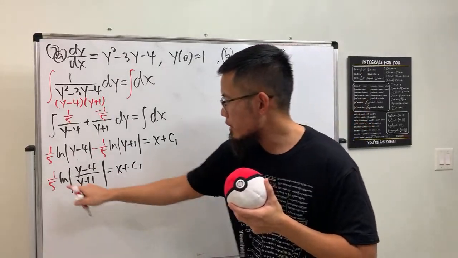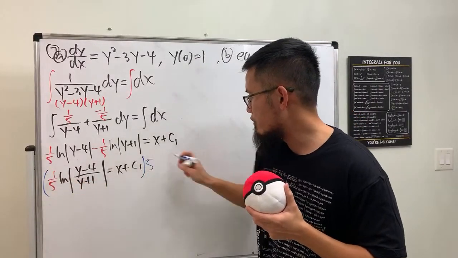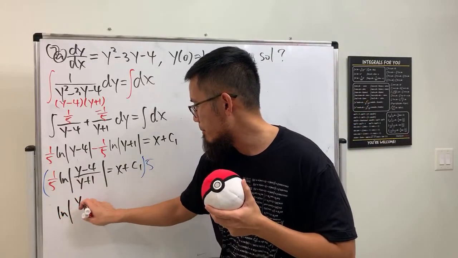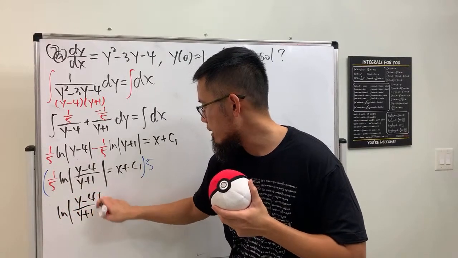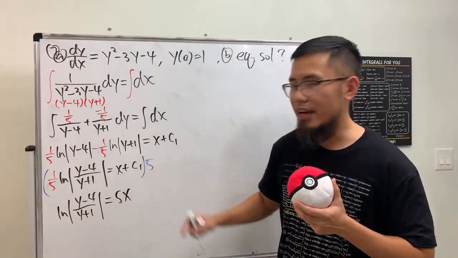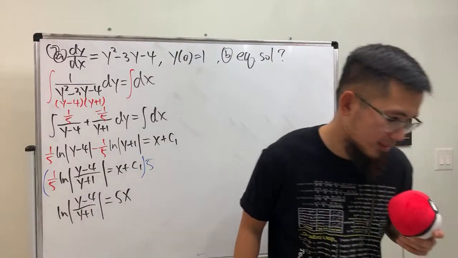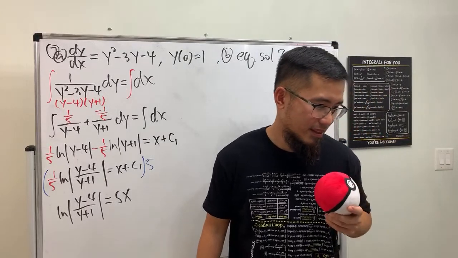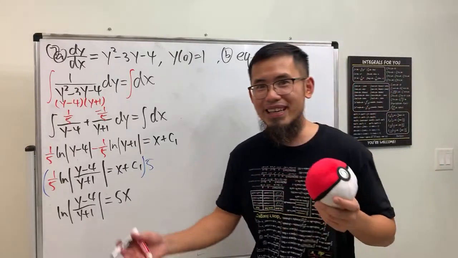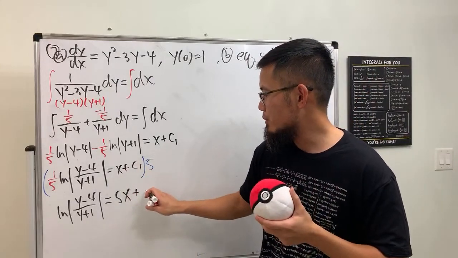All right, multiply everybody by 5. So I'm going to put this down, multiply everybody by 5. And then this right here is natural log, absolute value, y minus 4 over y plus 1. 5 times x, of course that's 5x. C1 times 5, what's the answer for that? Help me out. C2, yes, very nice, right? Don't you love this so much, right? 5 times C1 is just C2. So this right here is equal to C2.